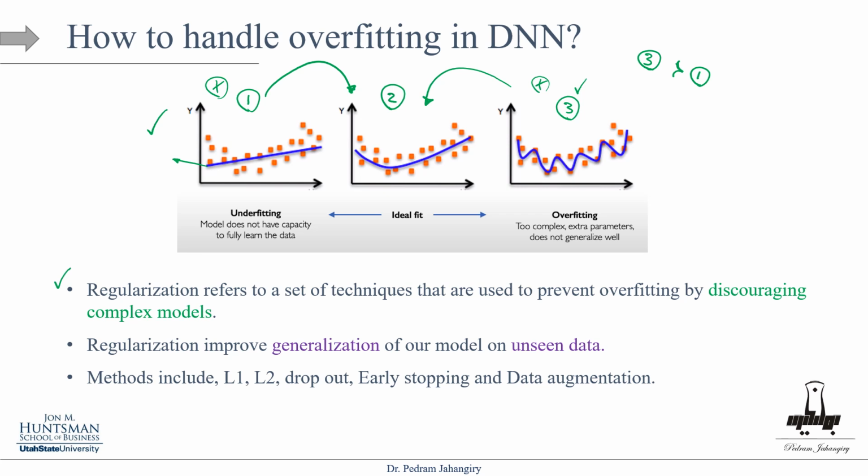So regularization refers to a set of techniques that are used to prevent overfitting by discouraging complex models, right? So again, in the first place, we want to have a complex model, and then we're going to use regularization to discourage that complexity. Then regularization improves generalization of the model on the unseen data. So we talked about this concept of generalization. A good model is a model that can overfit in the first place, and then after that, it can generalize well on the unseen data. So let's say overfit in a train set and generalize well on the unseen data. Okay. So these methods include L1, L2, dropout, early stopping, and data augmentation. Or at least these are the ones that I cover in this video. Okay.